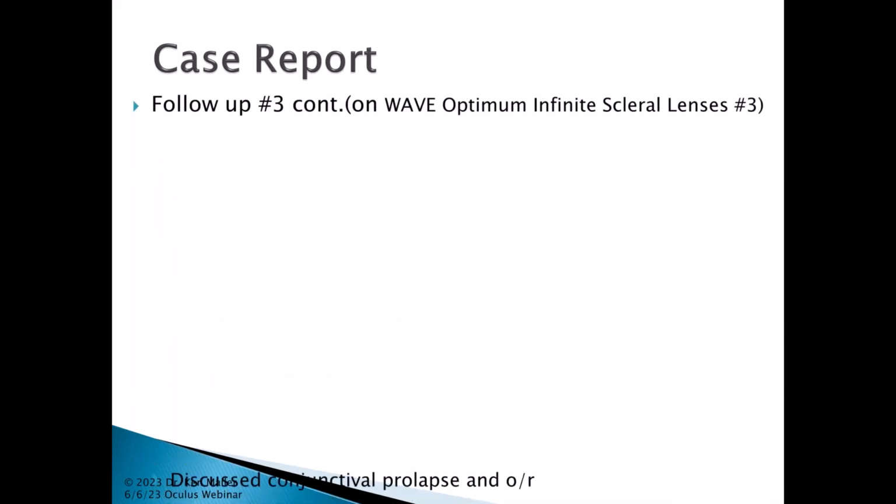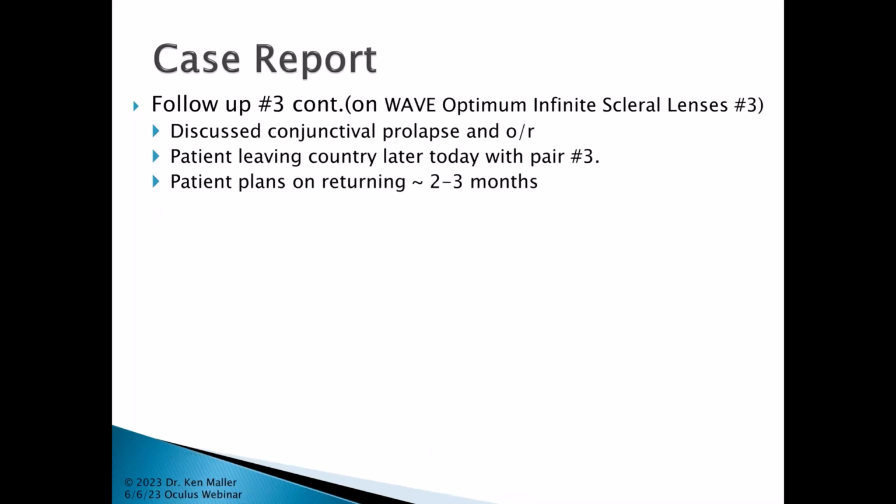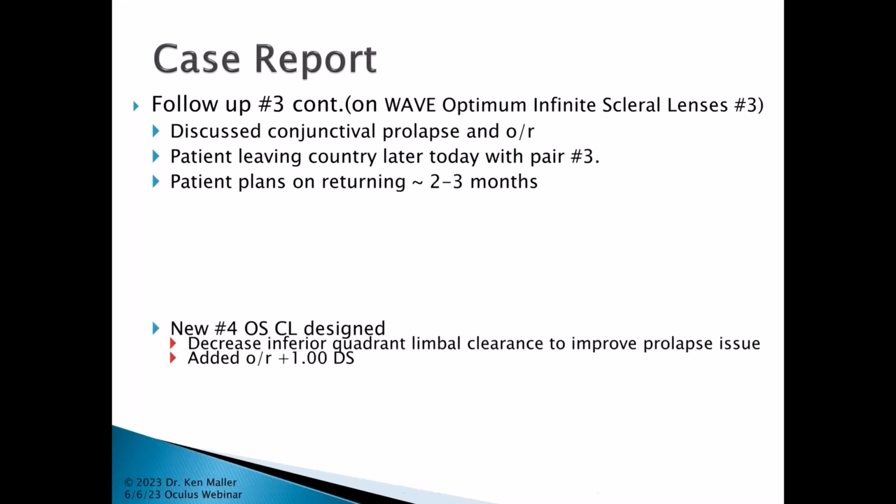So to follow up on all of this, I discussed the prolapse with her and the over-refraction of the 1 diopter. She was leaving the country later that day, so I couldn't do anything about it. She was leaving with that 3rd pair. She was planning on coming back in 2 to 3 months. I have not seen her back yet. It's only been about a month and a half or so since she picked up that 3rd pair of lenses. So I'm hoping she's going to show up hopefully later this month or possibly at the beginning of next month, so I can fix that.